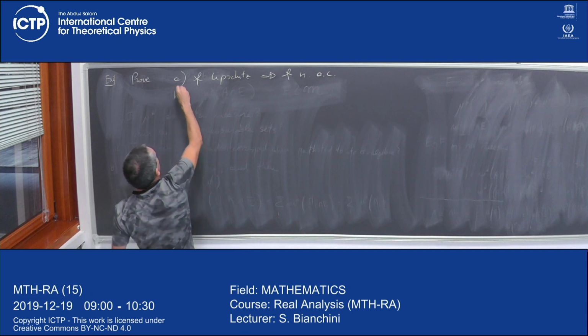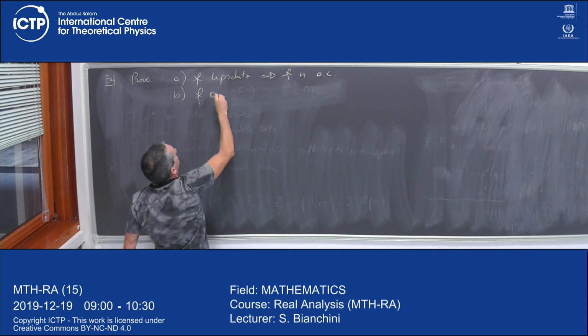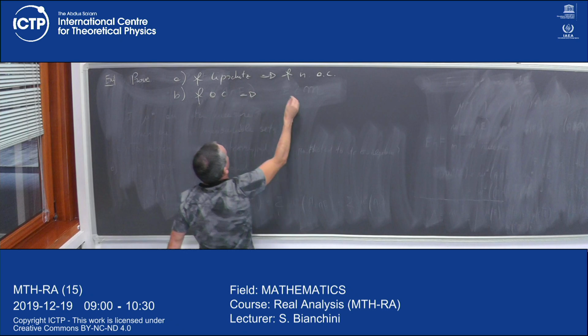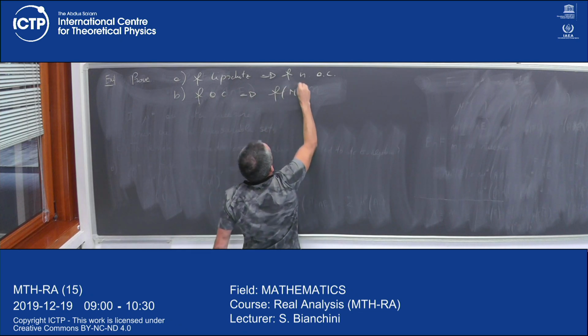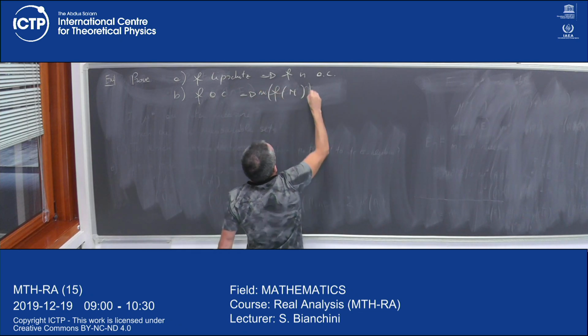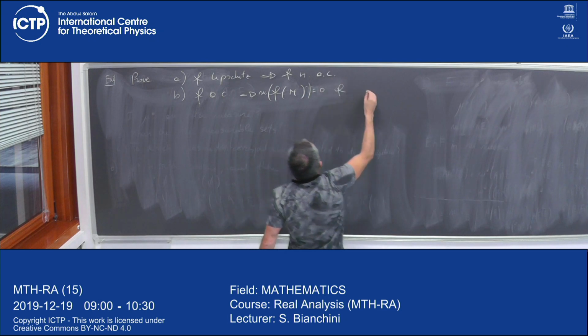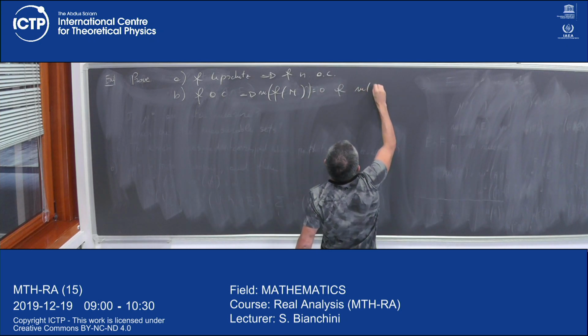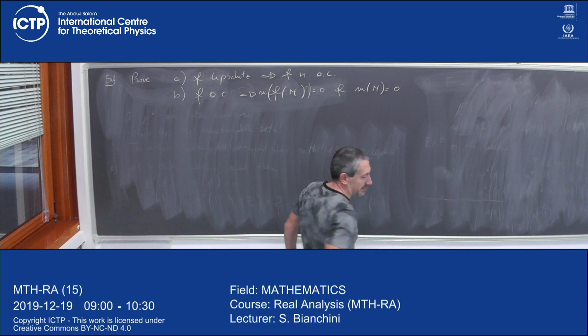B. F absolutely continuous, then the Lebesgue measure of f of N is equal to 0 if the measure of N is equal to 0. These are just classical.